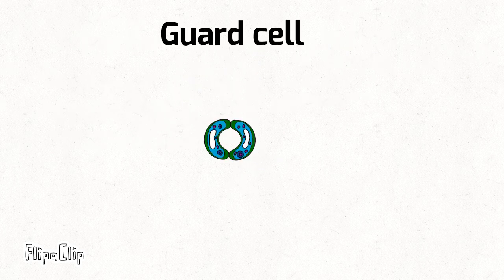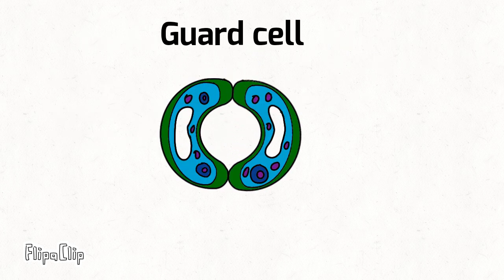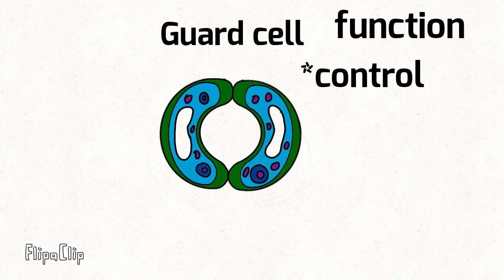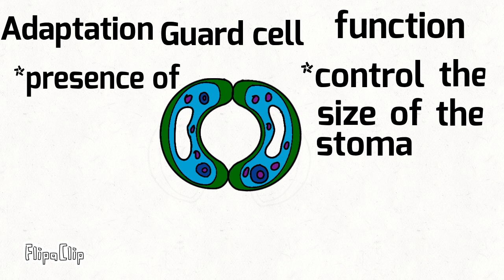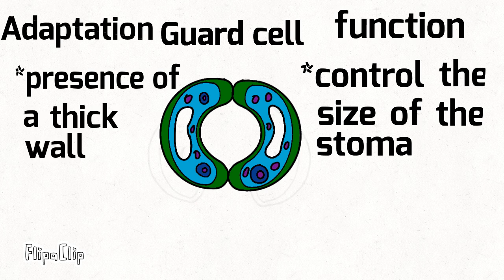Let's also look at the guard cells. These are a pair of cells that surround each stoma, and their job is to control the size of the stoma. They have a thick wall which makes it possible for the stoma to open when these cells absorb water.